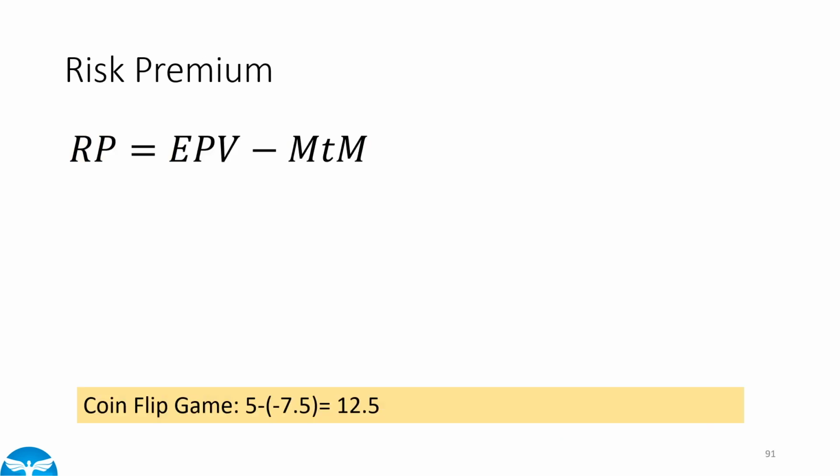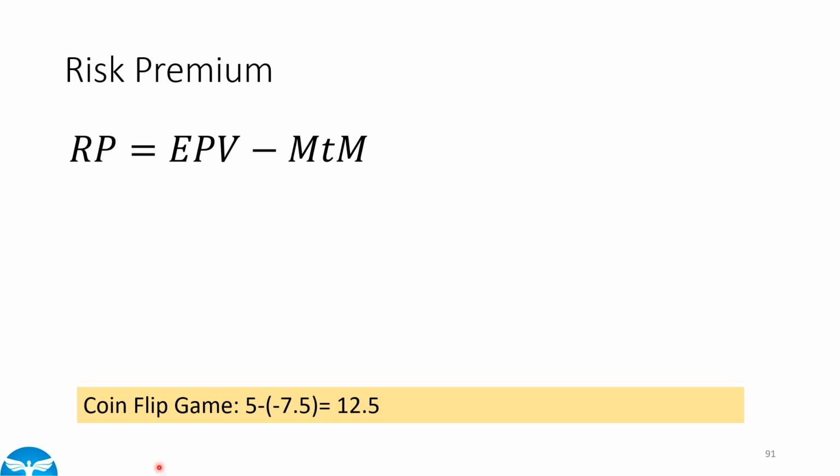Then sometimes you talk about the risk premium. We want a risk premium for this deal. So what is the risk premium? The risk premium is simply the difference between the expected present value and the mark-to-market value. So if the deal is risk-free, then your mark-to-market value is going to be the same as the expected present value, and your risk premium is going to be 0.